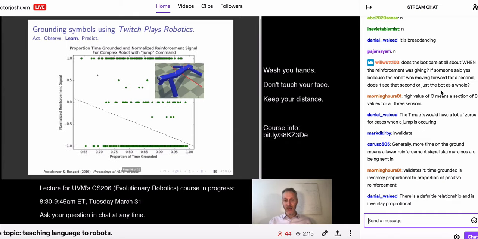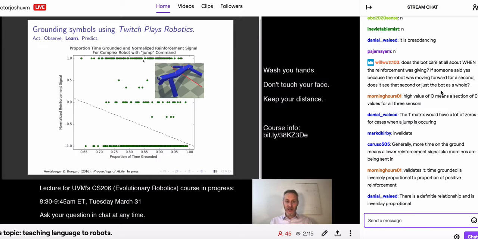So these two plots taken together tell us a fair bit of information about the Twitch Plays Robotics experiment. The first thing it tells us is that generally speaking, the crowd is honest. When the robot actually is jumping, they say yes. When the robot actually is not jumping, they say no. The data is a little messy, and this might be because people are not typing the right thing in. They're typing yes and no at random, or they're deliberately lying, typing in yes whenever they know the robot isn't jumping, and vice versa, but it's a pretty good fit.